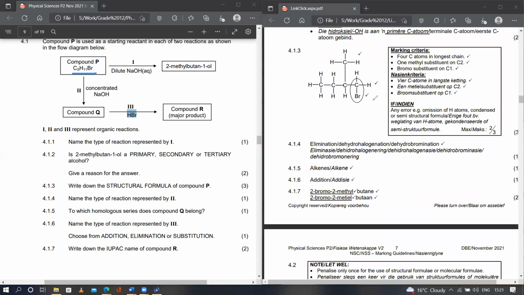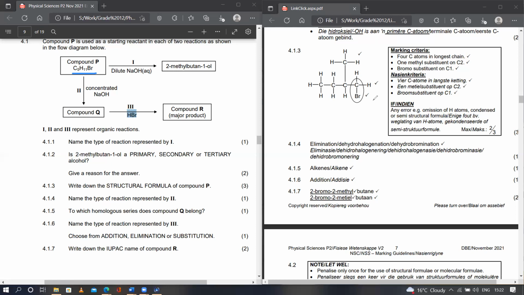So if you remember, most of the time when they use something that is concentrated, they're gonna eliminate. But when they use something that's dilute, they're substituting. So in this particular case, they're using a concentrated base. So that means they're gonna eliminate the bromine. And when they're using the same base, but it's diluted, they're gonna substitute.